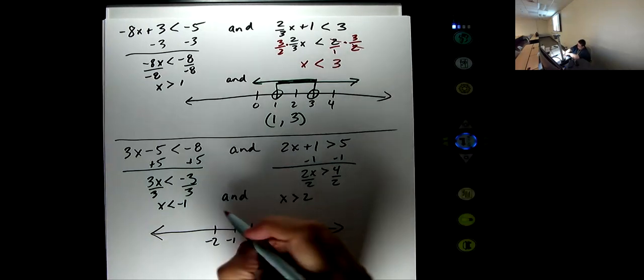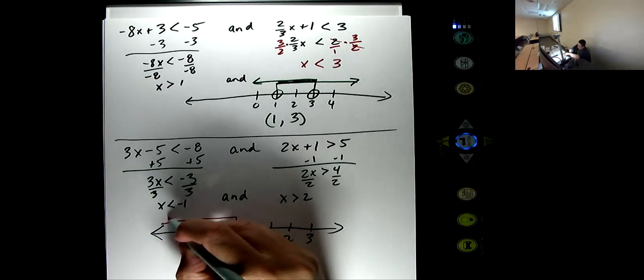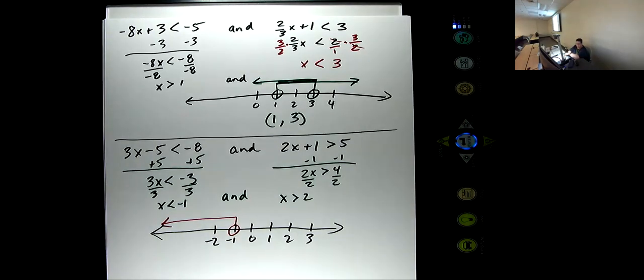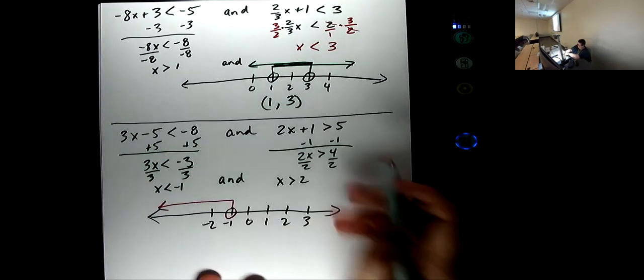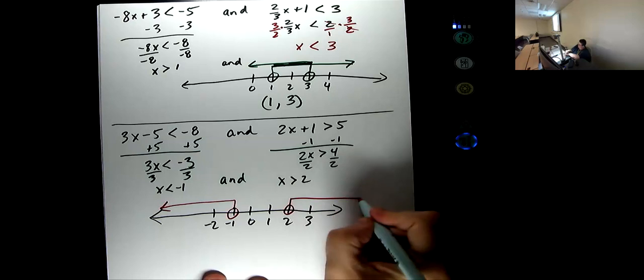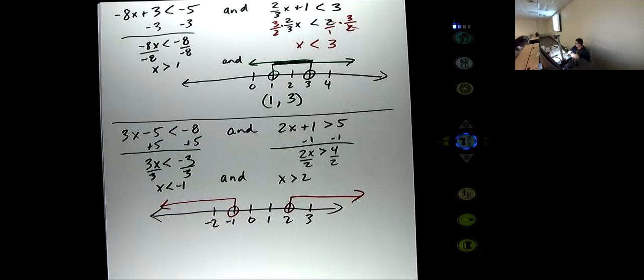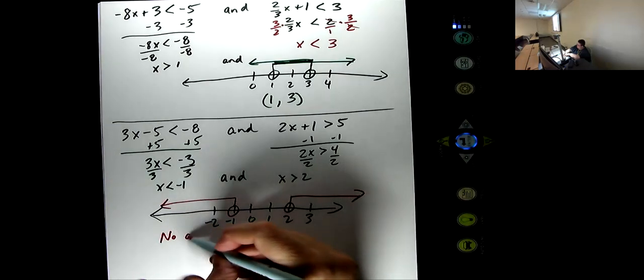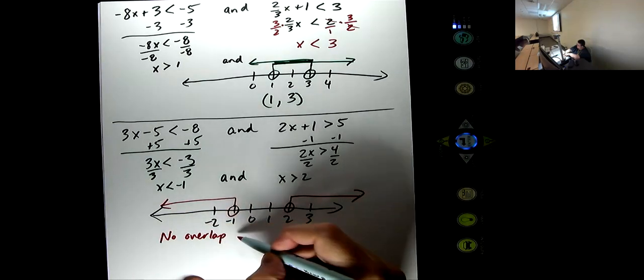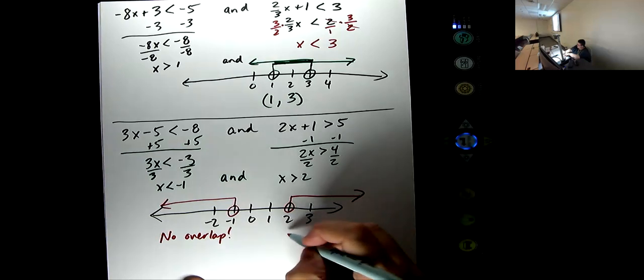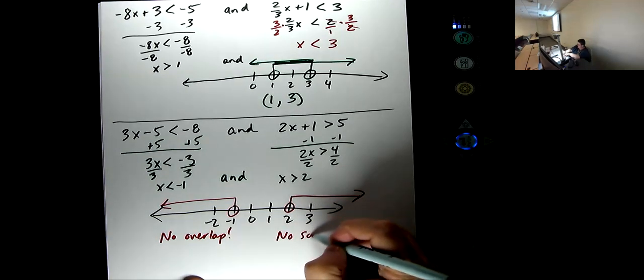X is less than -1 is numbers that are lower than it. And x is greater than 2 is numbers that are greater than it or larger than it. There's no overlap here. So there's no solution to this one.